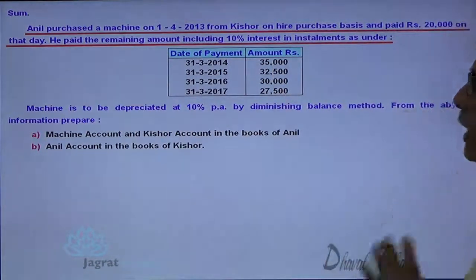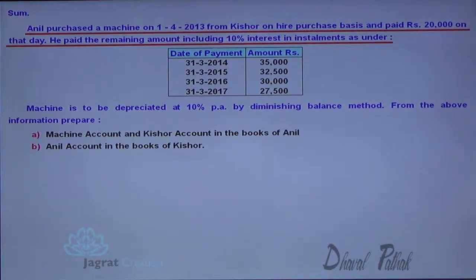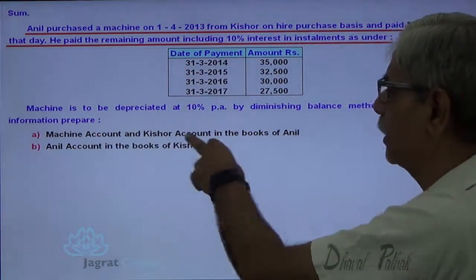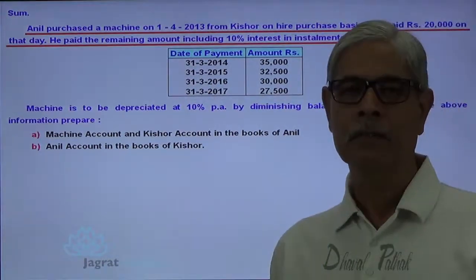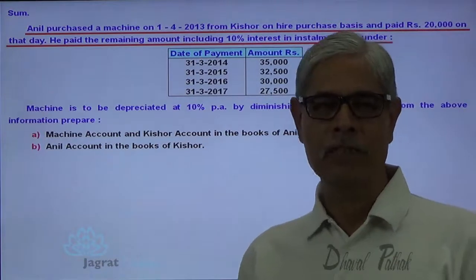Machine is to be depreciated at 10% by diminishing balance method. From the above information, prepare the machinery account and Kishore account in the books of Anil, the purchaser. So this is the question that has been asked.